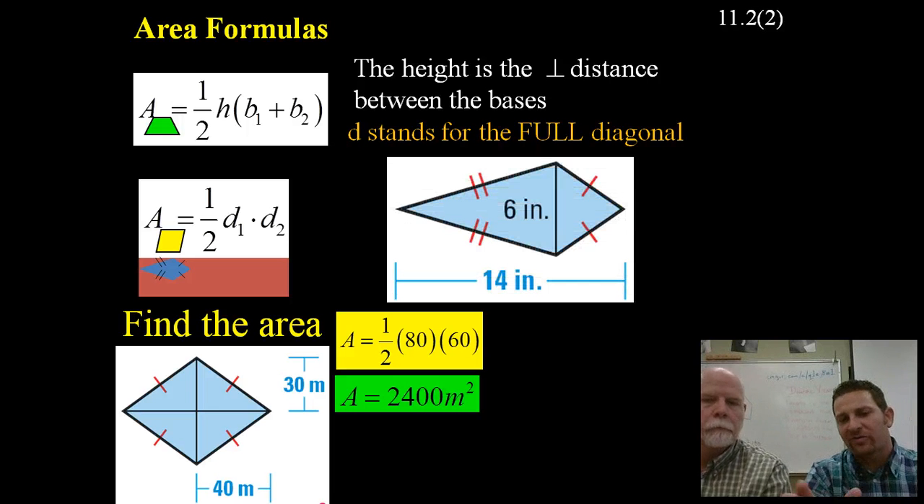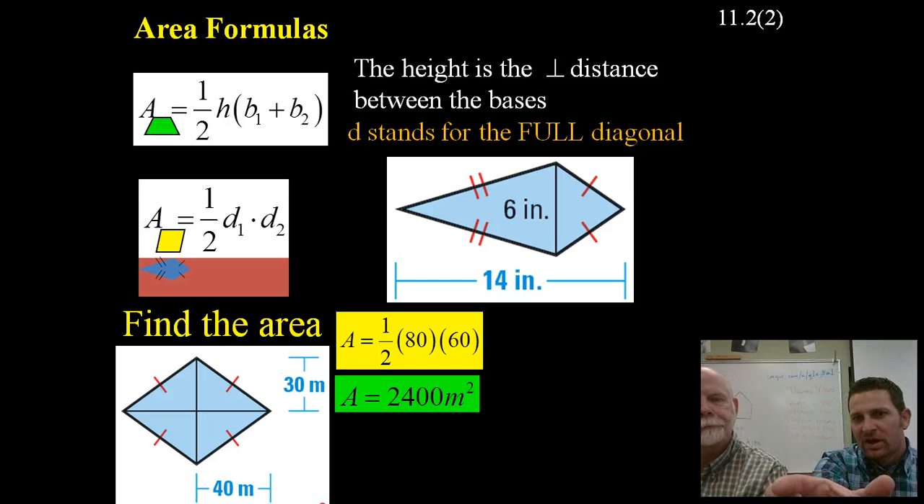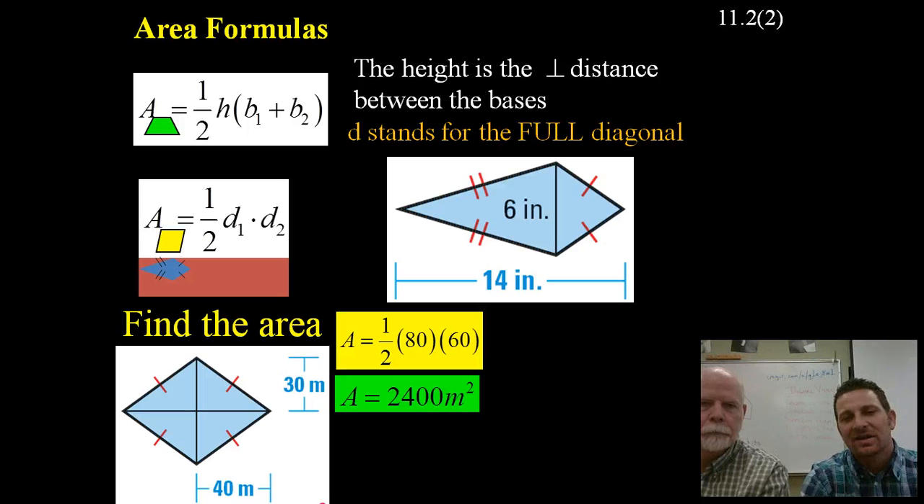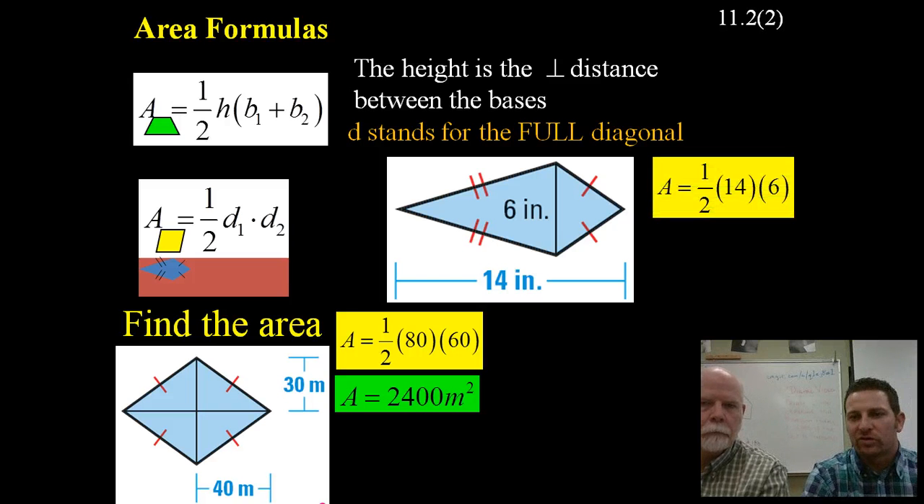Now this is the thing where you have to be able to look at this, guys, and say, okay, that diagonal, if I take that 14 inches and I just raise it up here, it would be right in the middle there and kind of slide across. You have to be able to visualize that. So the full diagonal on the horizontal for the kite is 14, and the vertical diagonal would be 6 inches. So the formula becomes 1/2 of 14 times 6.